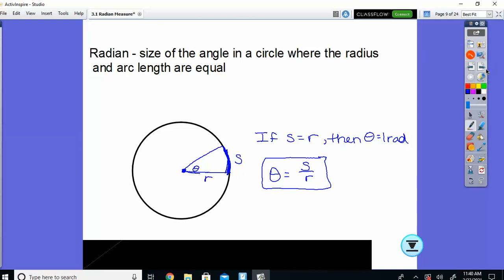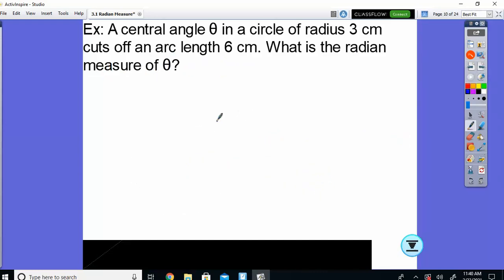So let's look at an example. Now you don't necessarily have to write this down word for word. Let me read it, and then if you want a shorthand of what to write down, I can show you. A central angle theta in a circle of radius 3 centimeters cuts off an arc length of 6 centimeters. What is the radian measure of theta? So if you're writing this down, you don't want to write the full question. Your radius is 3 centimeters. Arc length, that's your s, is 6 centimeters. We need to find theta.